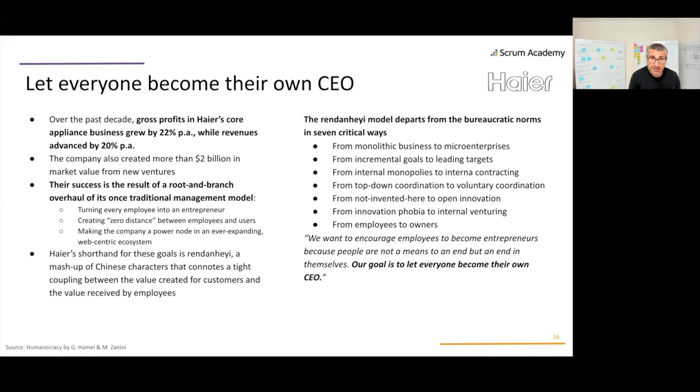Now, if you talk to the CEO of Hire, and if you read some of the case studies about them, one case study really well captured in Humanocracy, again, by Gary Hamel and Michele Zanini, all of that success is based on three pillars. Number one, turning every employee into an entrepreneur. And we will talk about how they did this. Number two, creating zero distance between employees and users. And number three, making the company a power node in an ever-expanding web-centric ecosystem.